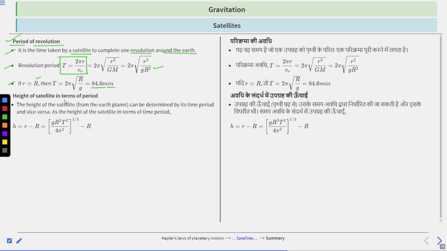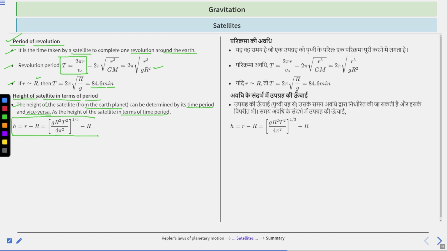Next is height of satellite in terms of period. The height of a satellite from the Earth can be determined by its time period and vice versa. The height of the satellite in terms of time period: h is equal to r minus R, which is equal to (g R squared T squared divided by 4 pi squared) whole power 1 by 3 minus R. So this is the height of the satellite in terms of period.